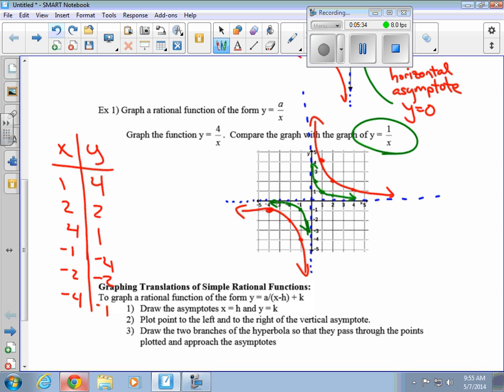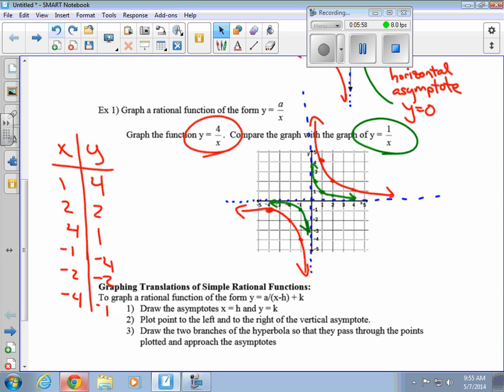So when we compare these two, the red one is the graph of our function, and the green one is the parent function. You don't have to graph the parent function on your graph, but they're going to ask you to compare these today, so you want to make sure that you know how to compare them. So what do you notice about the graph of the red and the green? What things are similar? They have the same what?